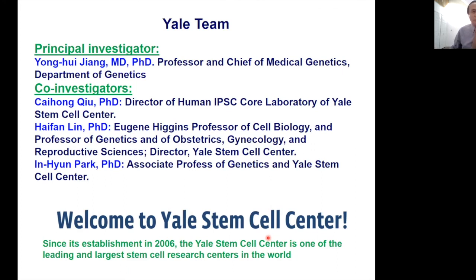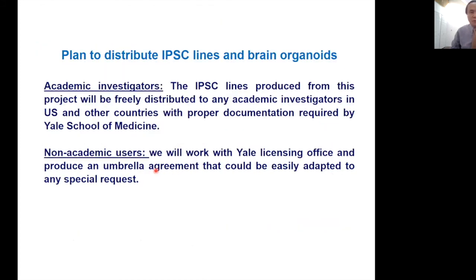They have done excellent, outstanding work for many, many projects. Chai Hong Cho is the iPSC core director. Hai Fan Lin is the director for the stem cell center, and Yin Yong Park is actually a pioneer for stem cell iPSC and brain organoids in the country. So we're lucky to have a very excellent research team taking on this project. I'm very confident that in 2 years we will be able to create all the cell lines to give to all the researchers and investigators in the world.